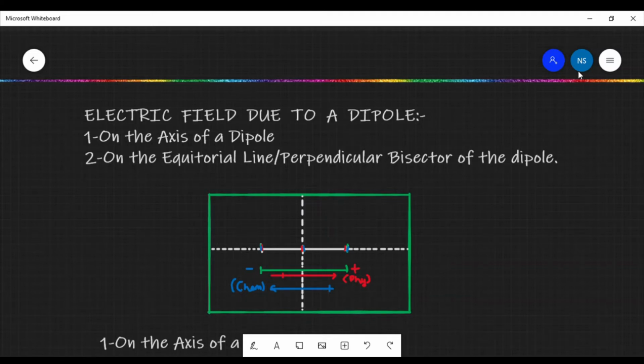In today's video, we'll be going through electric field due to a dipole and specifically electric field along the axial line of a dipole.